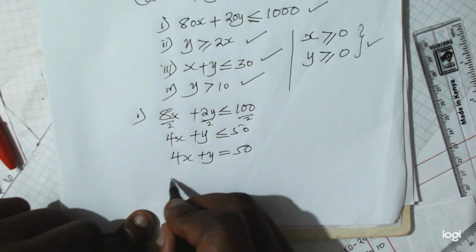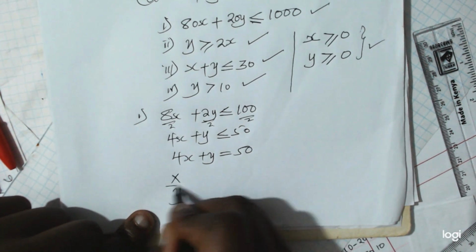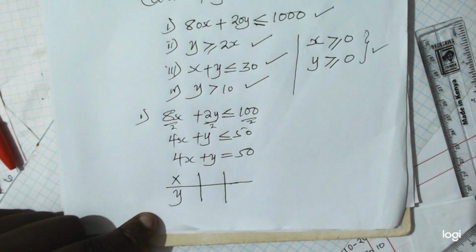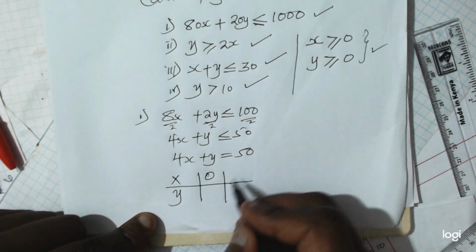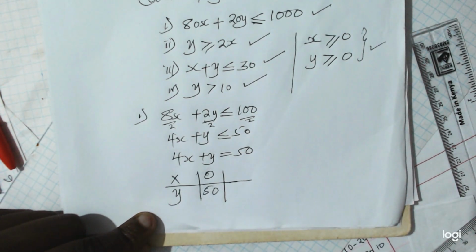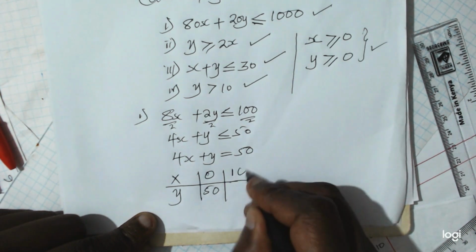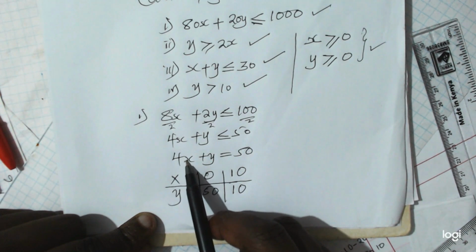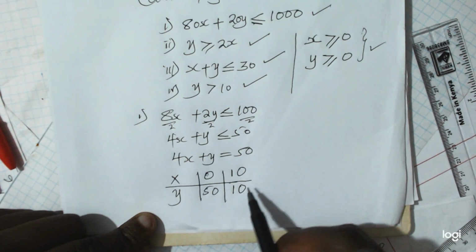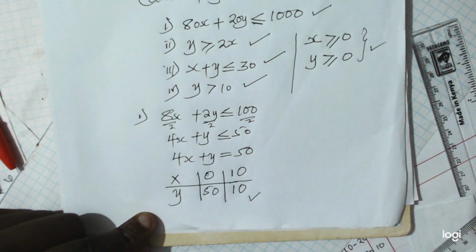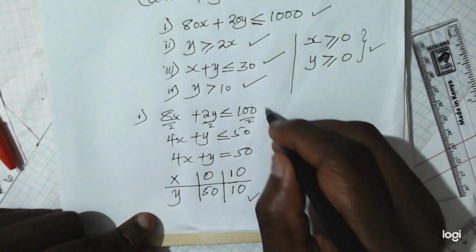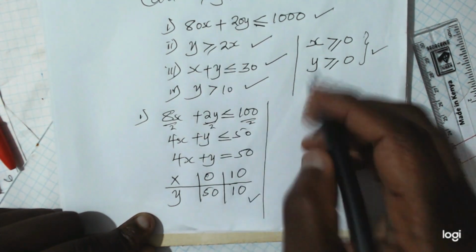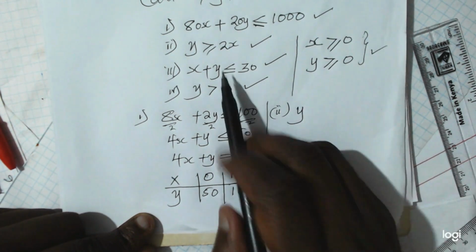That is the line that you're going to draw. To draw a straight line, you require at least 2 points. So I have 2 points. When x is 0, y will be 50. And when x is 10, y will be 10. So those 2 points can give you a straight line. So let's go to the other one. The second one is y greater than or equal to 2x.